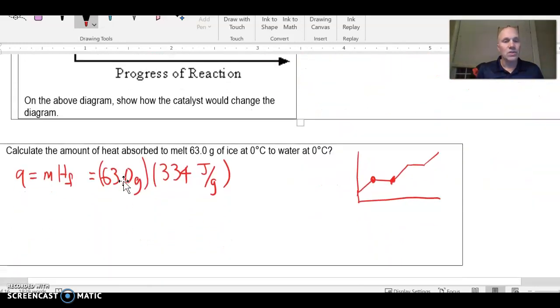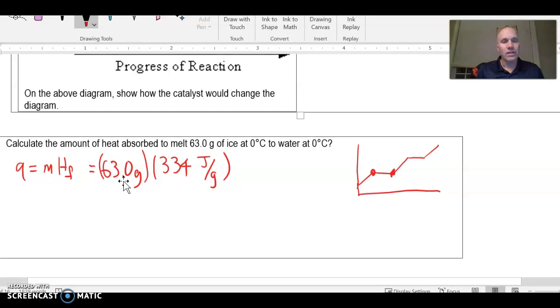All right. Next question here. Calculate the amount of heat absorbed when you melt 63 grams of ice at 0 degrees Celsius, converting it into water at 0. If we're using our diagrams, you should be able to note that that's going to be from this point on the heating curve to this point right here. And these would be the values that you could plug in.